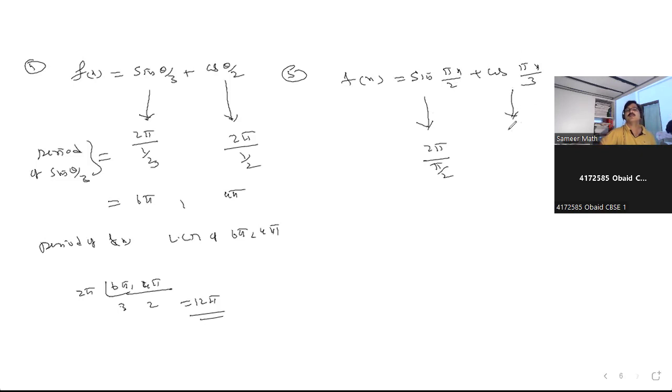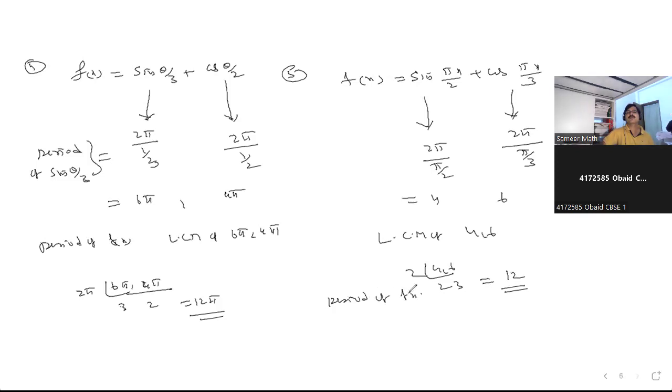Here, what is the period of this one? This is 2 pi. But the coefficient of x is what? Pi by 3 is there. So you'll get 4, and here it is 6. So the LCM of 4 and 6, you know very well, 4 and 6, 2 multiply, here 3. So you are getting 12 as the LCM. So this is the period of f of x. The period of f of x is 12. Right? You got it in this.